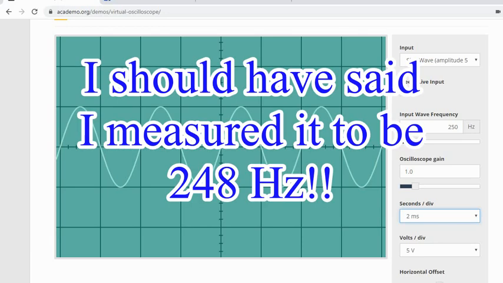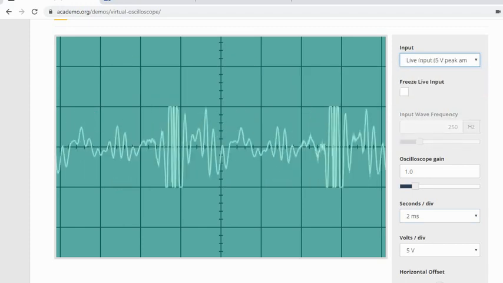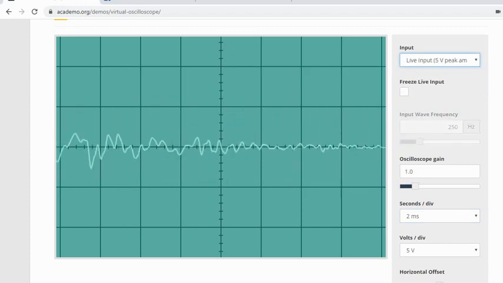And now what I'm going to do is go back to live input. And I'm going to whistle, because I can get a pure tone when I whistle. Watch this. Isn't that cool? You see almost a perfect wave.